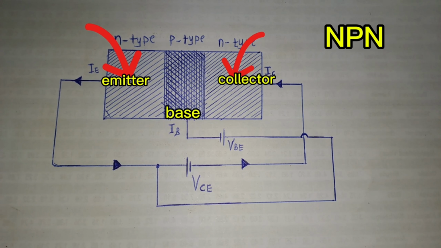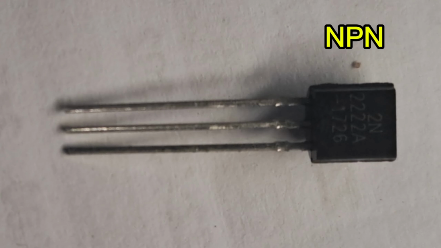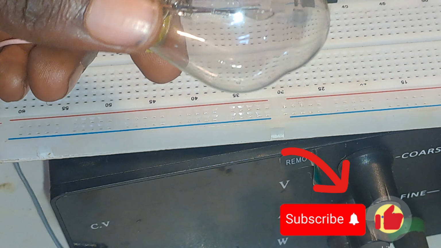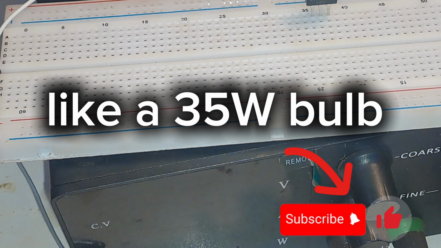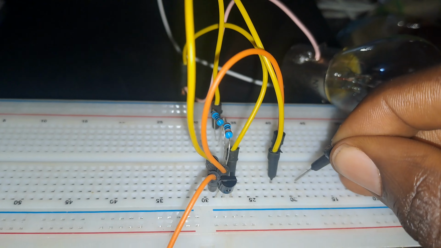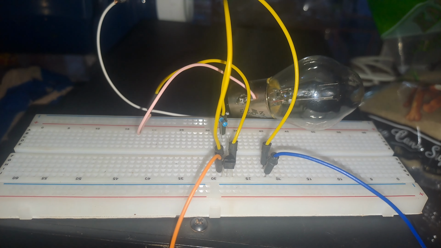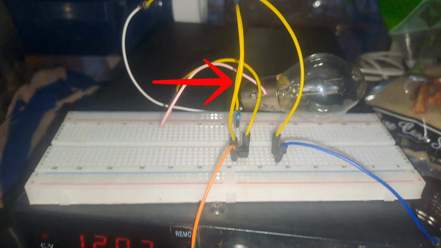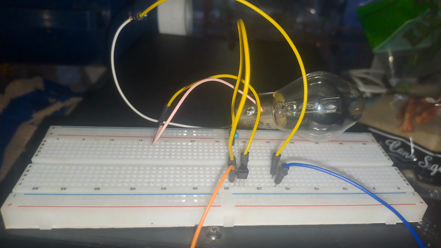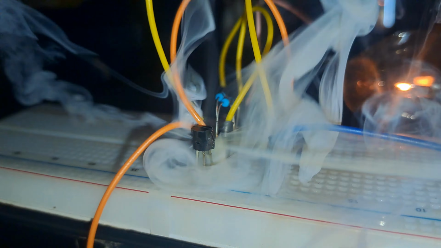In my previous video, I talked about the NPN bipolar junction transistors. The only problem with these transistors is that they cannot handle heavy loads. I tried to power a 35 watt bulb using a 2N2222 transistor. I used a 100 kilo ohm resistor at the base. In my first attempt, there was no response, and the circuit was not drawing any power, until I connected the base directly to 12 volts and the circuit burst into flames.